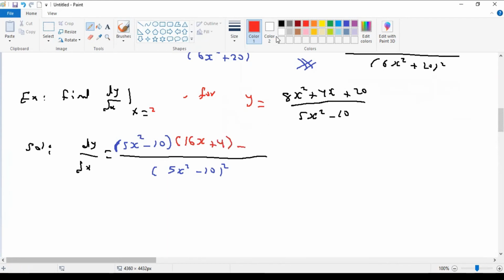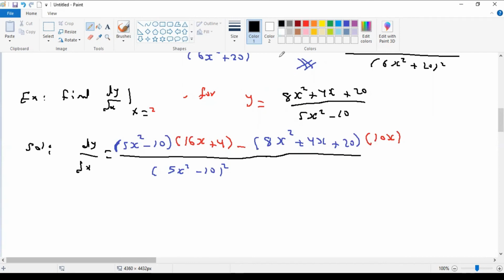Then minus the numerator, 8x squared plus 4x plus 20, multiplied by the derivative of the denominator. Now the derivative of this one is 2 by 5, 10x, and 10 is 0. So 10x minus 0, because it's a constant. Okay, and it's only 10x.